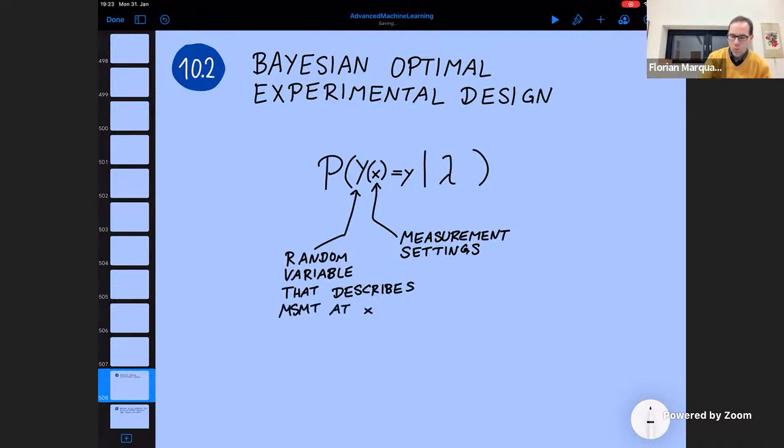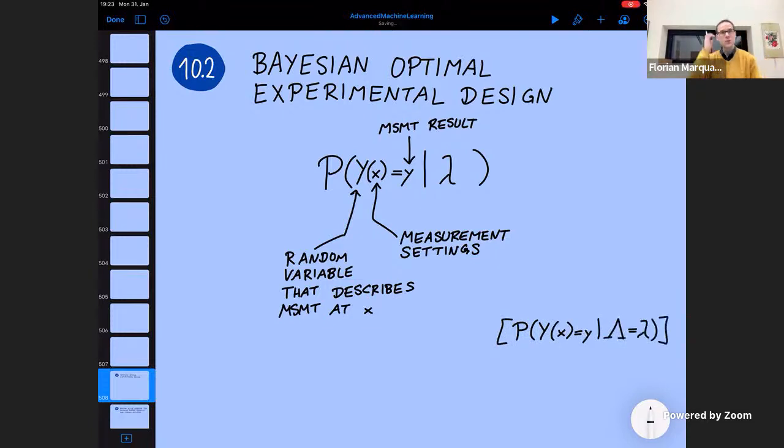Okay, and now y, the little y, is the concrete result that we get and that we're interested in. There's always this careful notation in statistics where you distinguish between the random variable and the actual values that it takes. So even more carefully, I would maybe write something like capital Y of X equals little y, and capital lambda, random variable lambda, equals little lambda, but okay, don't want to overdo it.